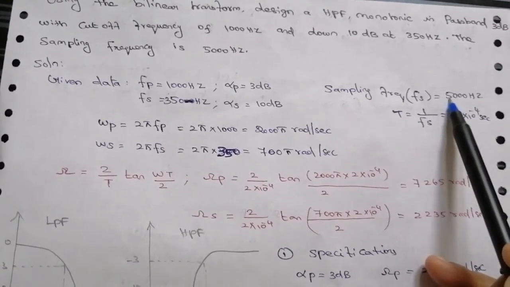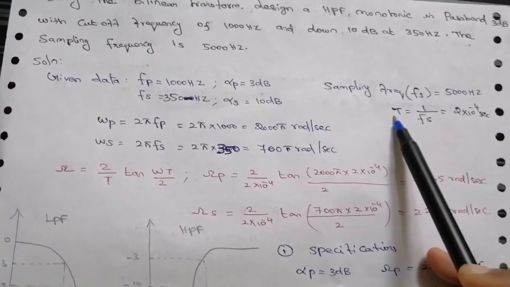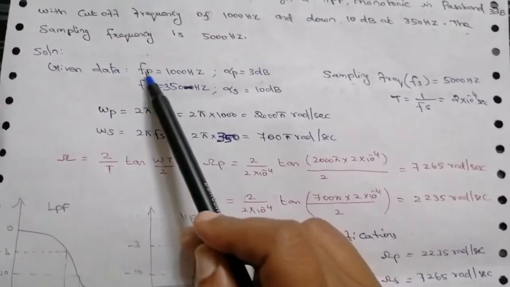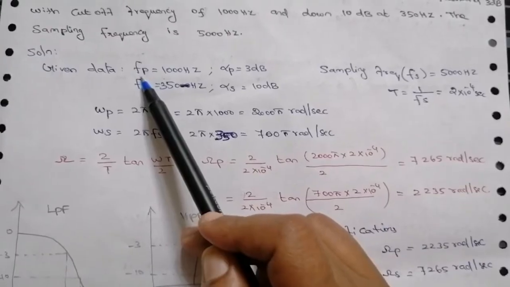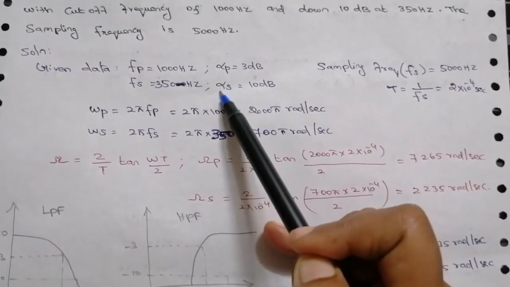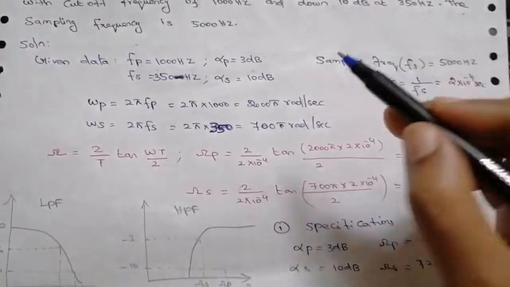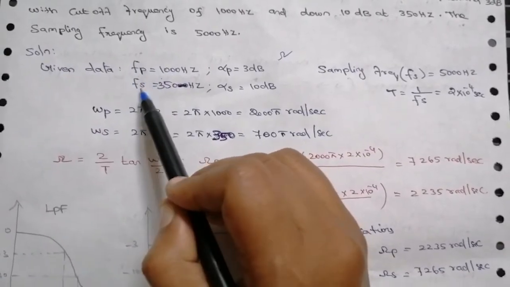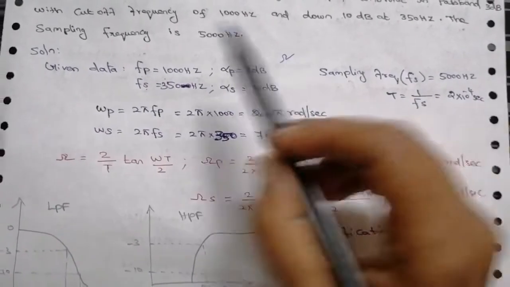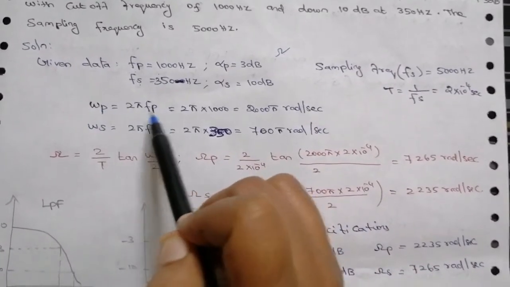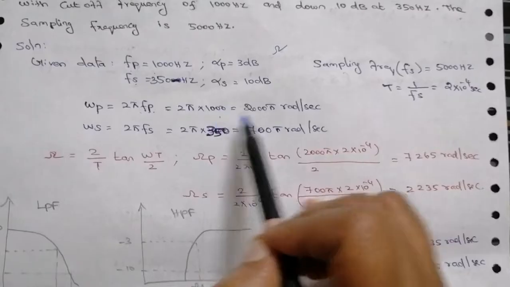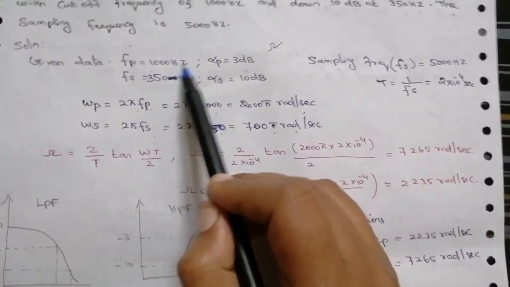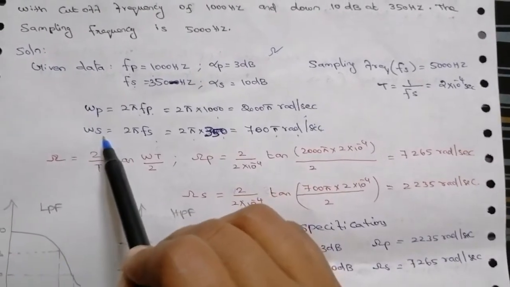From the sampling frequency, we can get the sampling period T equal to 1 by Fs. So 1 by 5000 is 2 into 10 to the power minus 4. In our formula, the specification is in terms of sigma. So first convert the pass band frequency and stop band frequency. Omega p equals 2 pi Fp, so 2 pi into 1000 is 20,000 pi. Omega s equals 2 pi Fs, so 2 pi into 350 is 7000 pi radians per second.